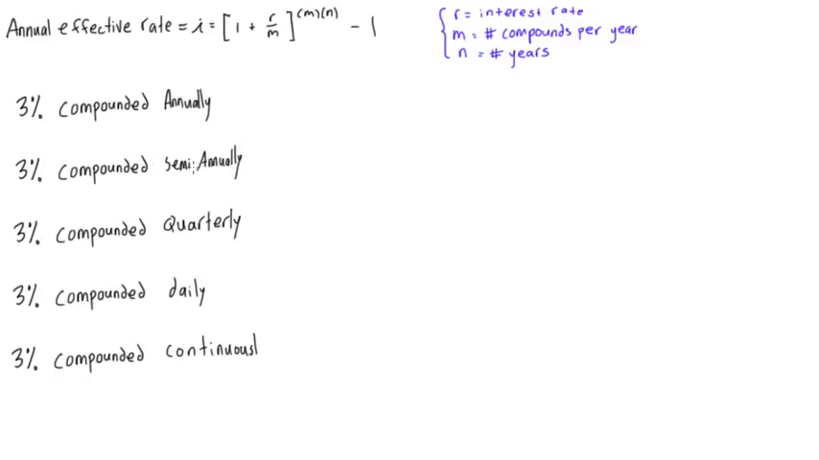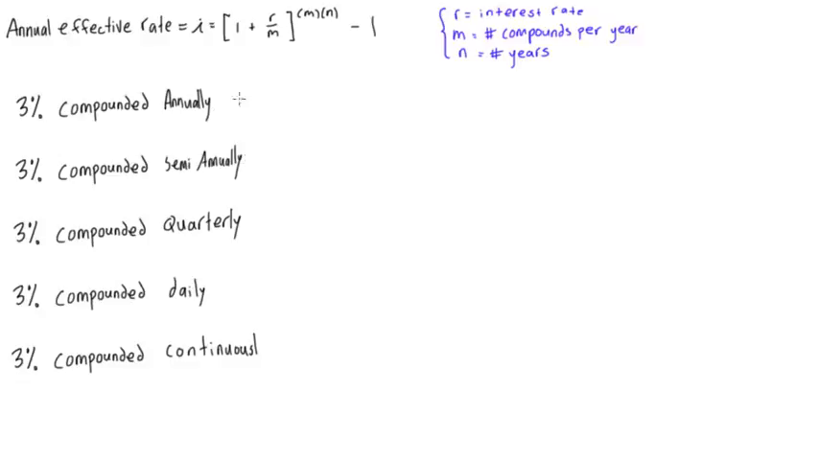So after 6 months, if you had an investment compounded semi-annually, you would get your first interest payment of 1.5%, and then at the end of the 12 months, you're going to get 1.5% interest on that whole total. So it's a little bit better than 3%, but not much.